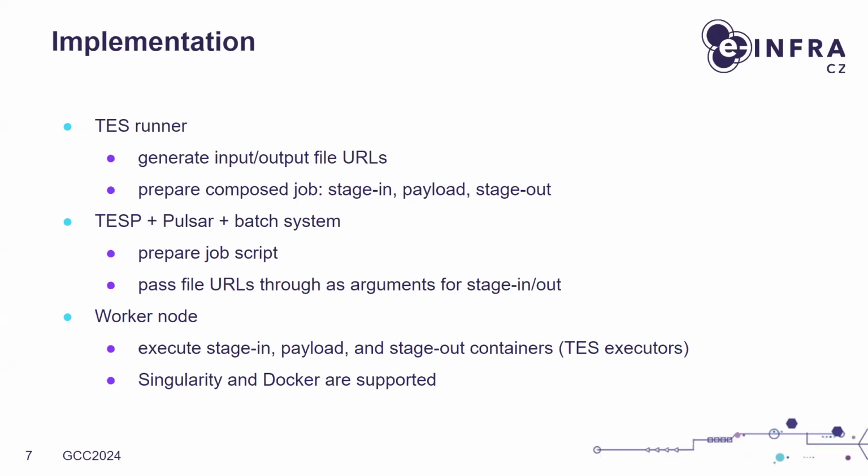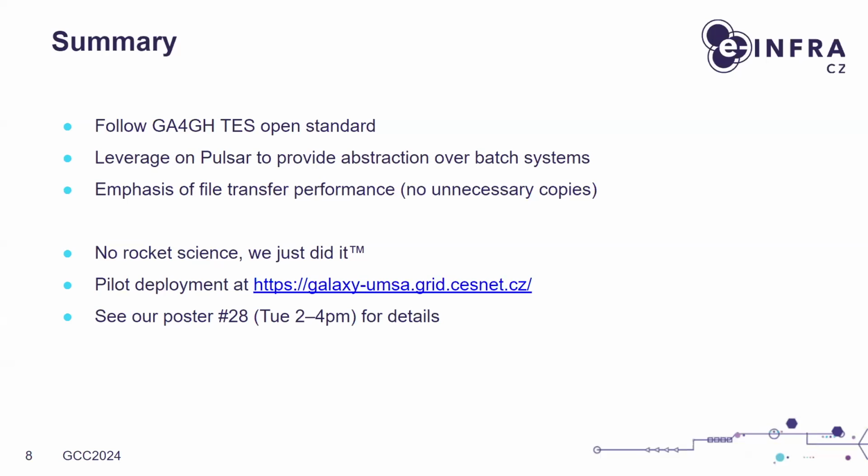Currently, we support both Singularity and Docker. This is configurable. So, the summary: we followed the proposed open standard. We managed to integrate it on top of Pulsar and connect it to Galaxy, so it works in the whole downstream. And we put some emphasis on the performance of the file transfer to avoid unnecessary bottlenecks and complications there. This is no rocket science, as I said. The scheme is quite simple, quite obvious, quite straightforward. The implementation had to deal with some details, and we just did it.